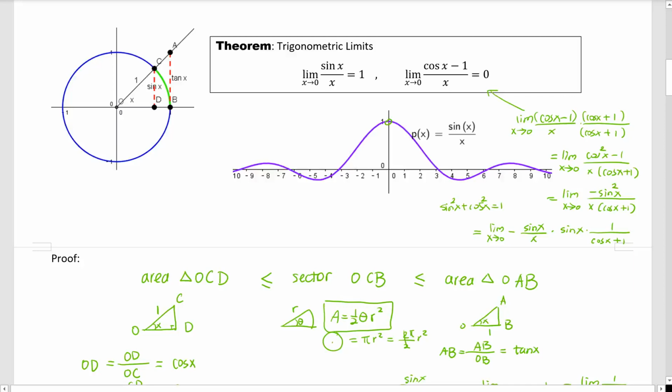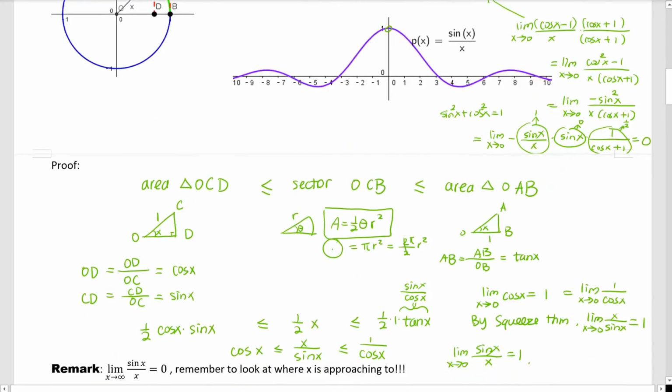Now, when x goes to 0, this guy goes to 1. This guy goes to 0. Oops, this guy goes to 1. And cosine 0 is 1, so this guy goes to 1/2. Okay, so that's why 1 times 0 times 1/2, the answer is 0. Okay, so that's the proof of the theorem.